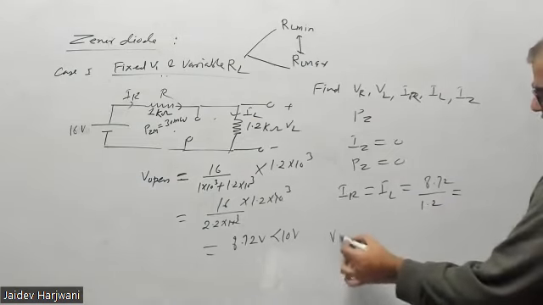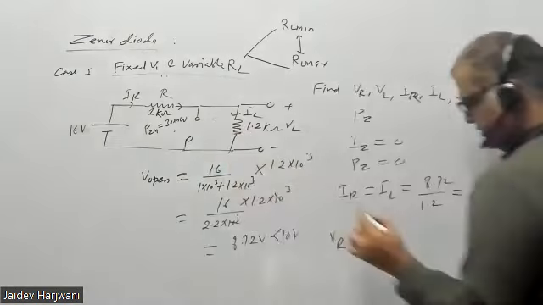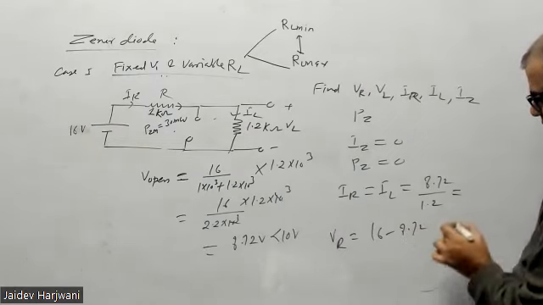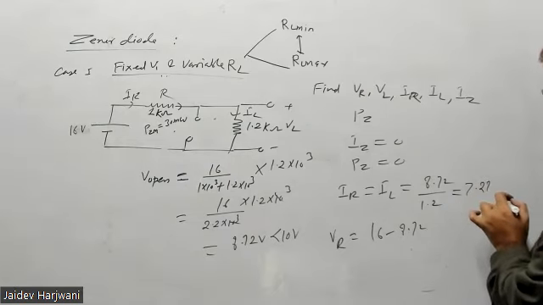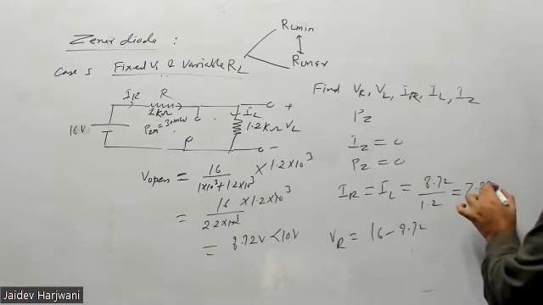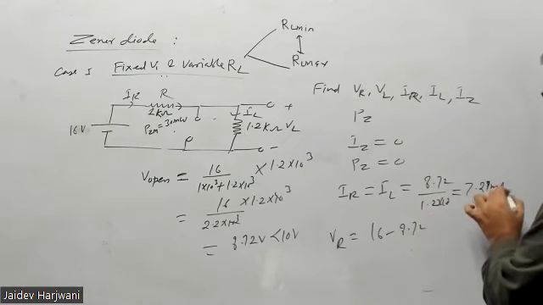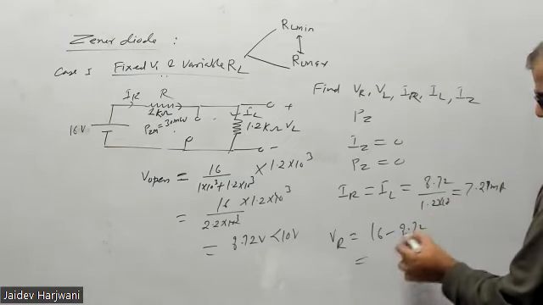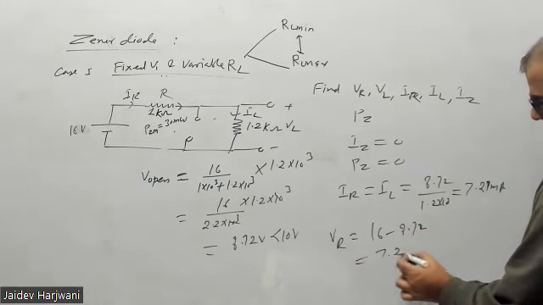And VR will be 16 minus 7.27, which is 7.27 milliampere. This is in kilo ohm. And this VR will be the difference of this one, okay. 7.28 volt.